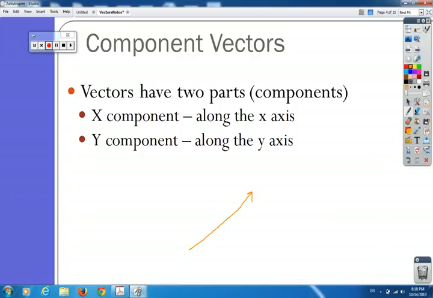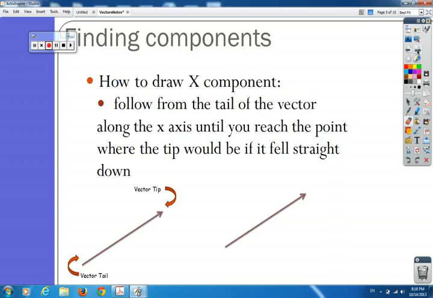Well, what you're going to do is set up your own coordinate system. I didn't do very well with that at all. Set up your own coordinate system, and keep everything along the X and the Y. And I'll show you how to do that. How to draw the X component: when you're drawing the X component, draw yourself an X-axis in here.